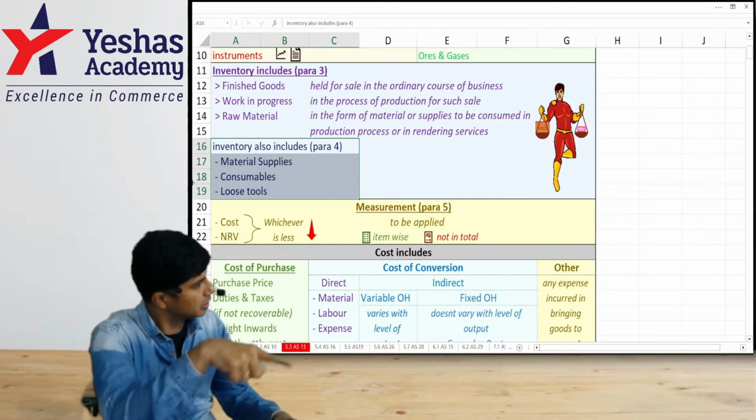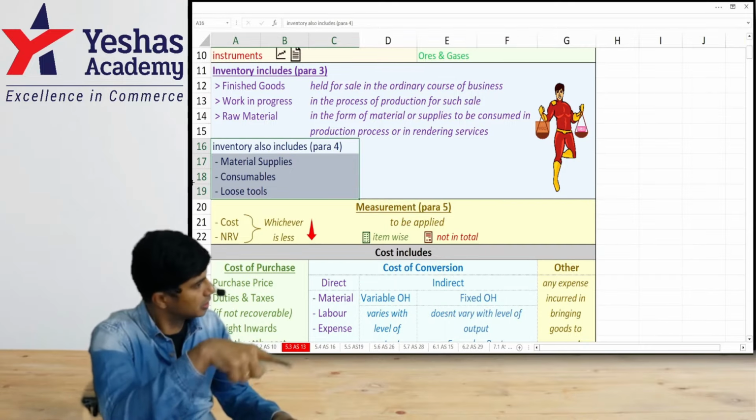I don't think we need notes to accounts. Shall I straight away post it? Come to balance sheet. Straight away we'll write balance sheet. Non-current investments 7,500. Current investments 4,500. Did I write them? Any doubts so far? Perfect.